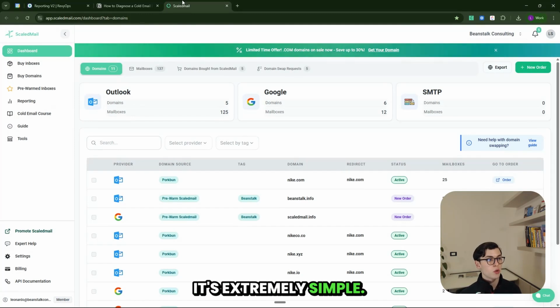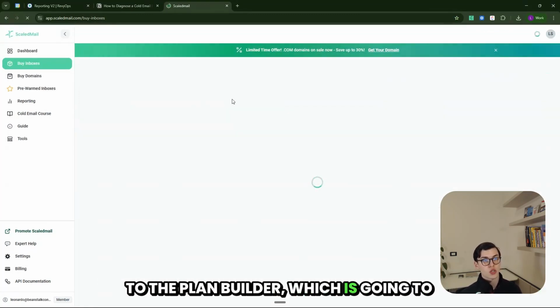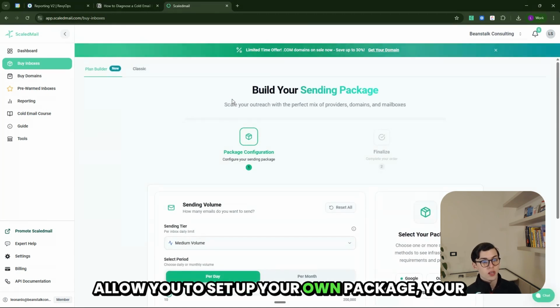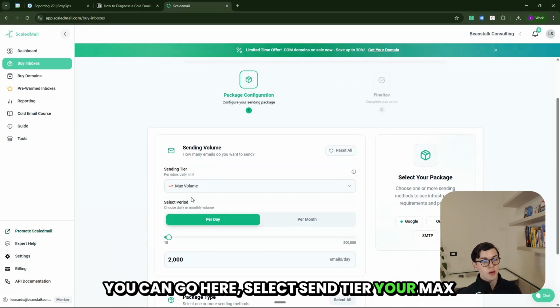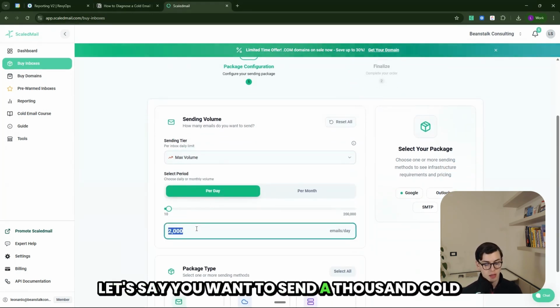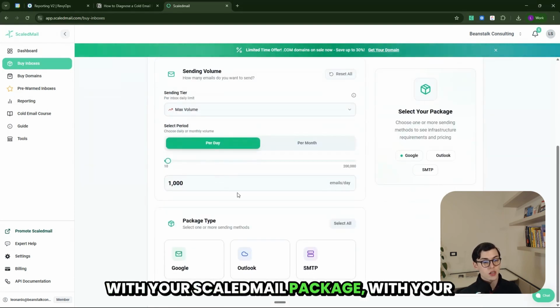It's extremely simple. This is the dashboard. You want to go to buy inboxes and then go to the plan builder, which is going to allow you to set up your own custom package. You can go here, select sending tier, max volume. Let's say you want to send 1,000 cold emails per day. That's the volume you want to reach with your ScaledMail package, with your inboxes.